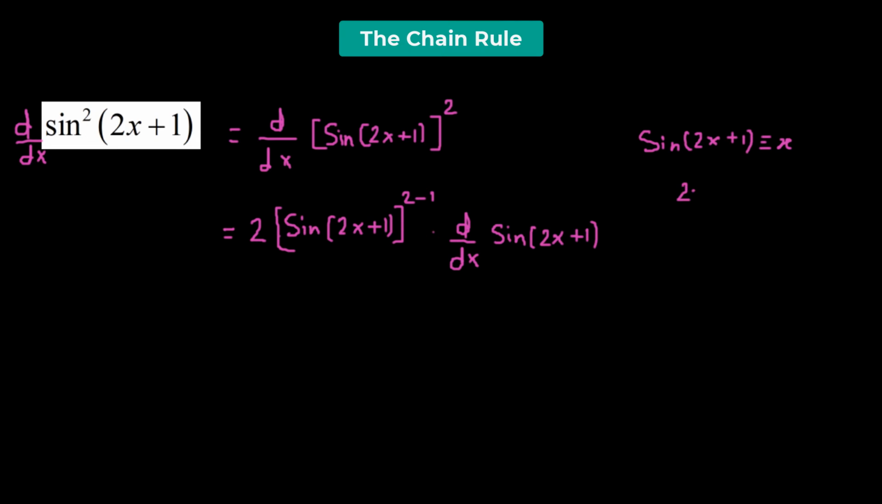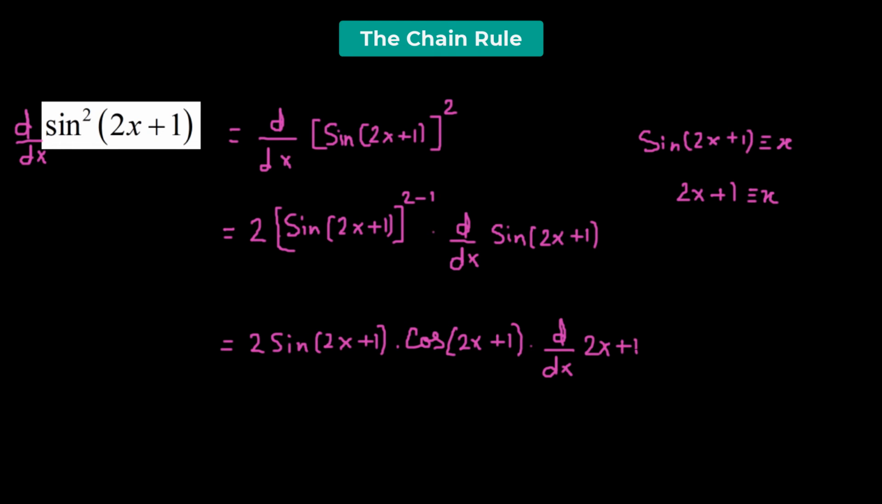Now we're going to assume that 2x plus 1 is equivalent to x. So we have the derivative of the sine function, so that gives us 2 times sine 2x plus 1 times the derivative of the sine function, which is cosine of 2x plus 1, multiplied by the derivative of 2x plus 1.